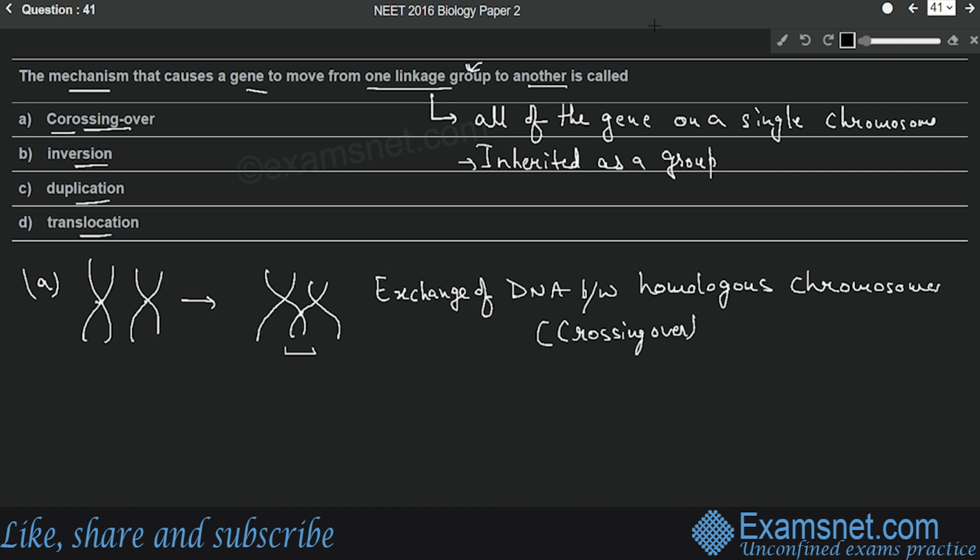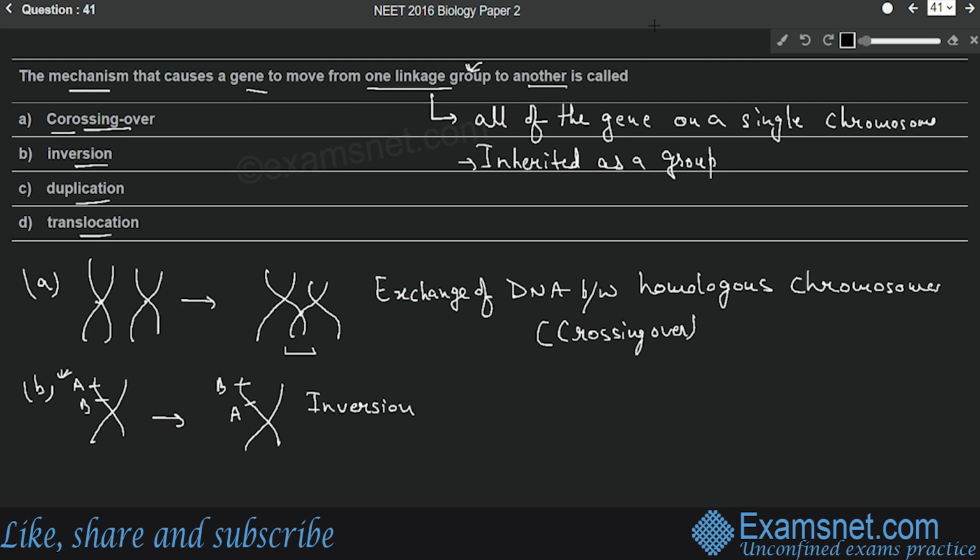Now let's understand the second term, that is inversion. So inversion means the arrangement in the reverse order. It is a kind of defect in which a segment of chromosome breaks off and reattaches itself in the reverse direction. For example, if this is a chromosome, here we have a segment AB. In case of inversion, it will first break off from this position and then reattach itself at the same position but in the reverse order. That means A will come here and B will come here. So this is known as inversion.